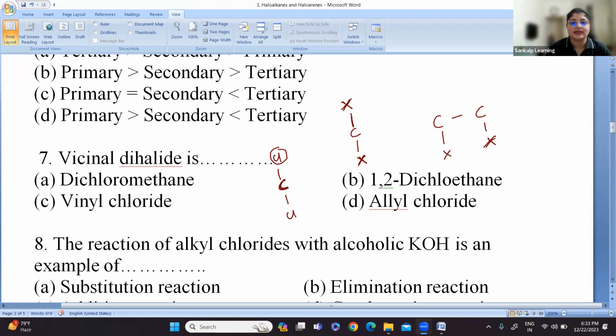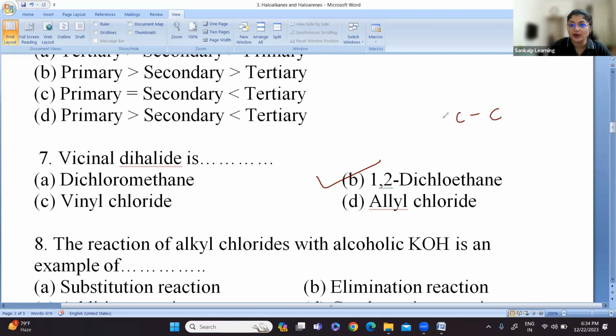Yes, Nikita has answered it right. They are called as geminal dihalides. Remember these words. If the halogen atoms are attached to the same carbon atom, they are called geminal. And if the halogen atoms are attached to adjacent carbon atoms, they are called vicinal. So can you tell me the answer now? It is B.